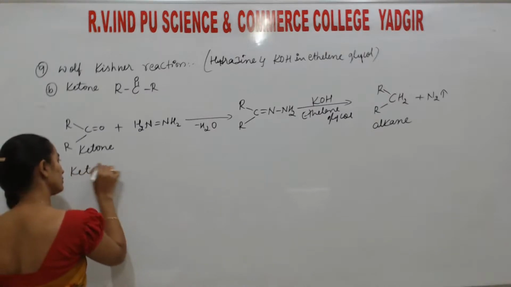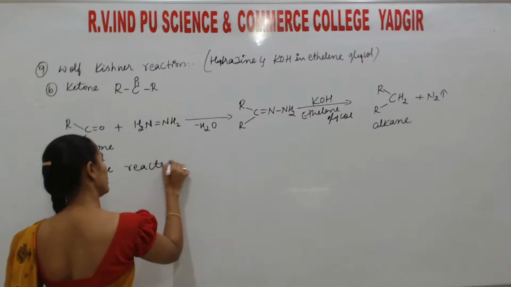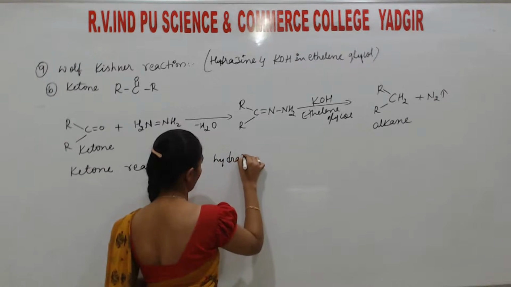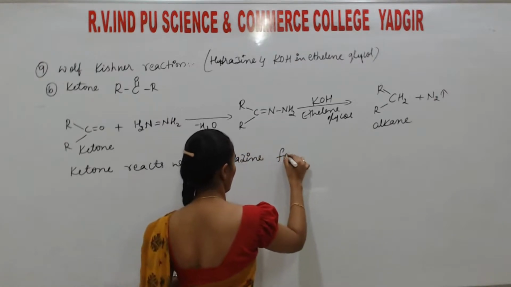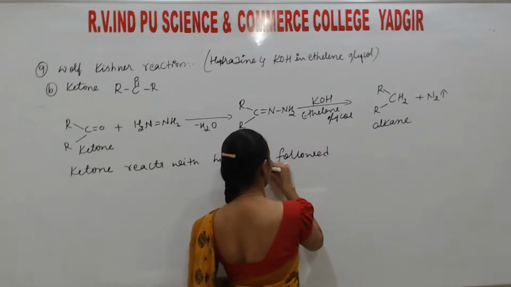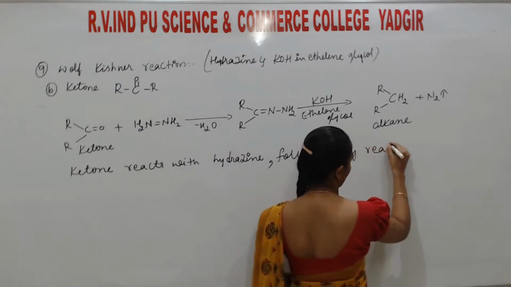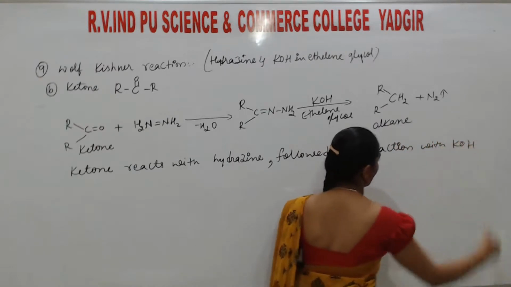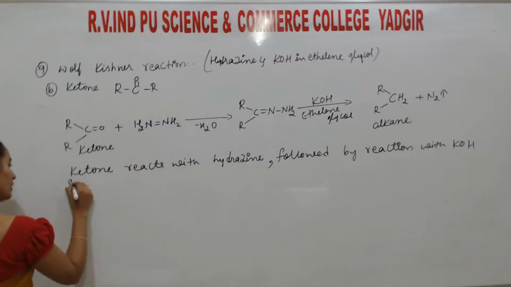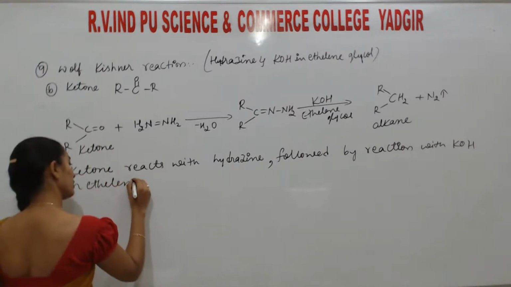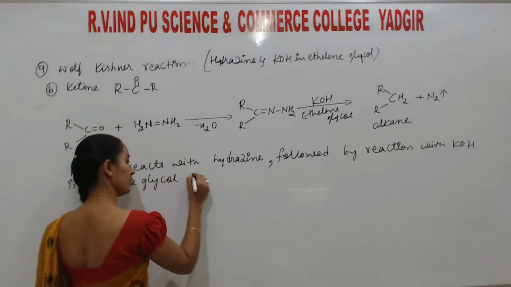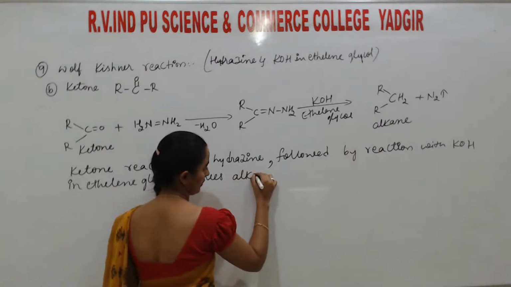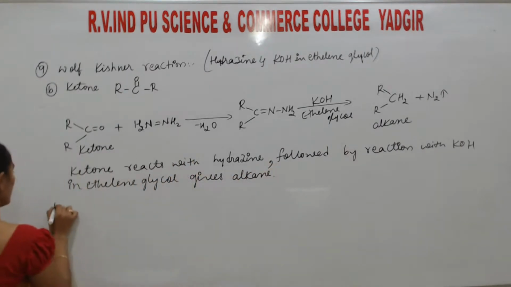Okay, how do you write? Ketone reacts with hydrazine, followed by reaction with KOH in ethylene glycol, gives alkane.